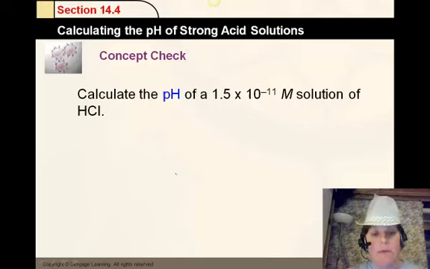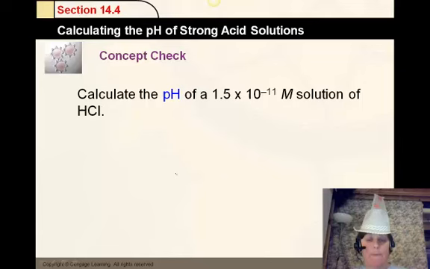Calculate the pH of a 1.5 times 10 to the negative 11 molar solution of HCl. Well, in this case, if you did the pH like we normally do, in other words, we take the negative log of 1.5 times 10 to the negative 11, I get 10.8. And you'd say, okay, that's the pH, but how could that be? 10.8 is a base, and HCl we know is an acid.